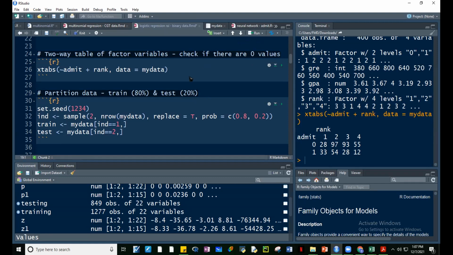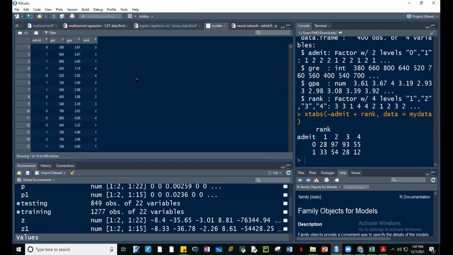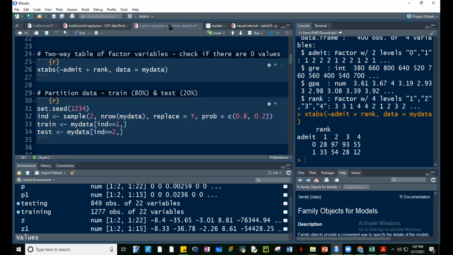So what we do is we do not use everything, the 400 observations we have for my data. If I click my data, it has 400 observations. What we do is partition the data, use a certain part for modeling, and then use the other part for testing. Because we would like to see if our model will work even if the model has not seen a particular data.